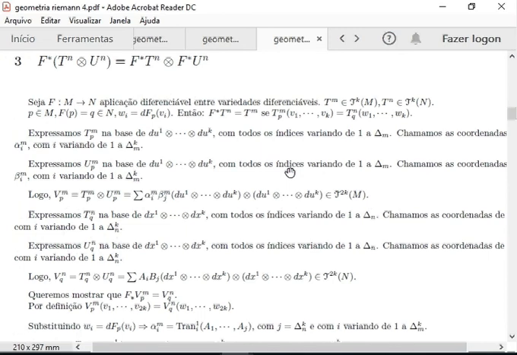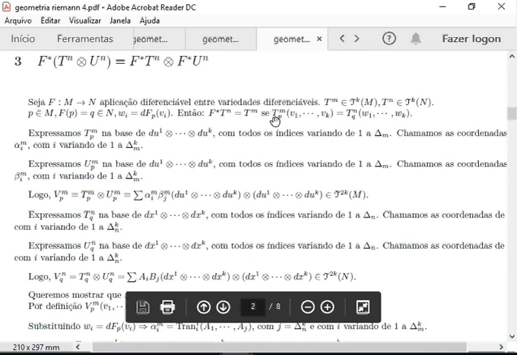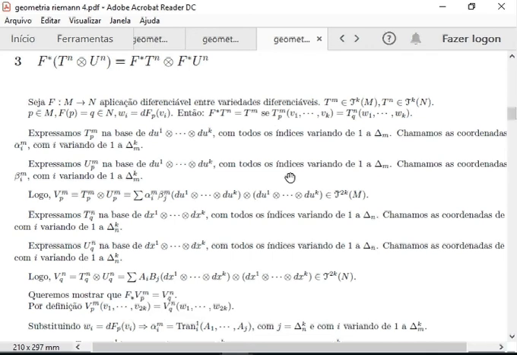Now we're going to show that the pullback of the tensorial product of Tn with Un is the tensorial product of the pullback of Tn times the pullback of Un. Let F from M to N be a differentiable application between differentiable manifolds, Tm in Tkm, Tn in Tkn, P in M, F of P equals Q in N, Wi equals dFp Vi.